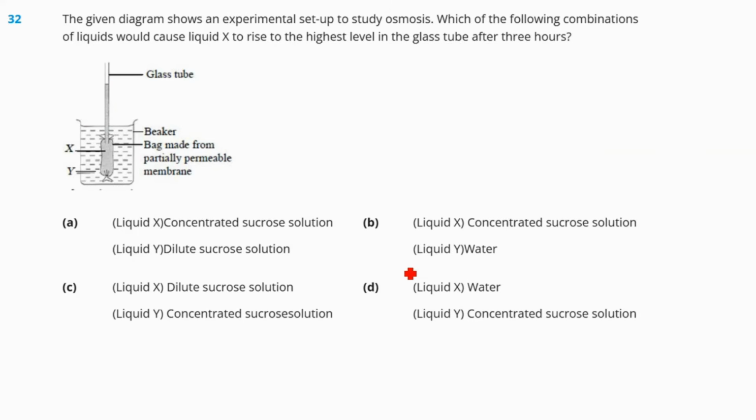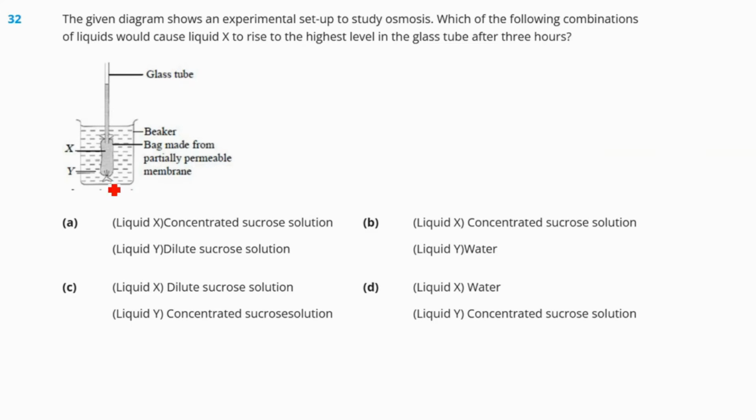Next is question number 32. The given diagram shows an experimental setup to study osmosis. Which of the following combinations of liquid would cause liquid X to rise to the highest level in the glass tube after 3 hours? So here we have a beaker. This is a bag made from partially permeable membrane. This bag is X and the water is Y. And this is a glass tube. So we have to find out which combination of liquid in this setup would cause liquid X to rise to the highest level.